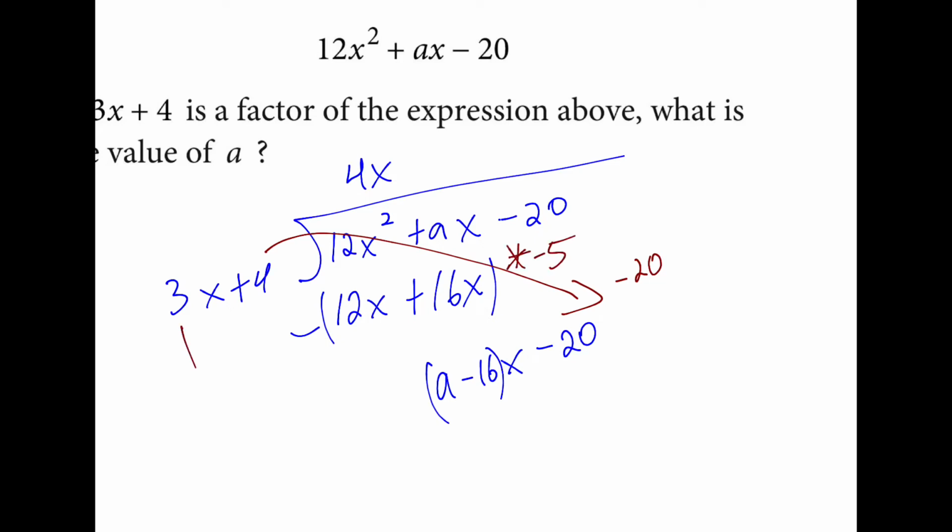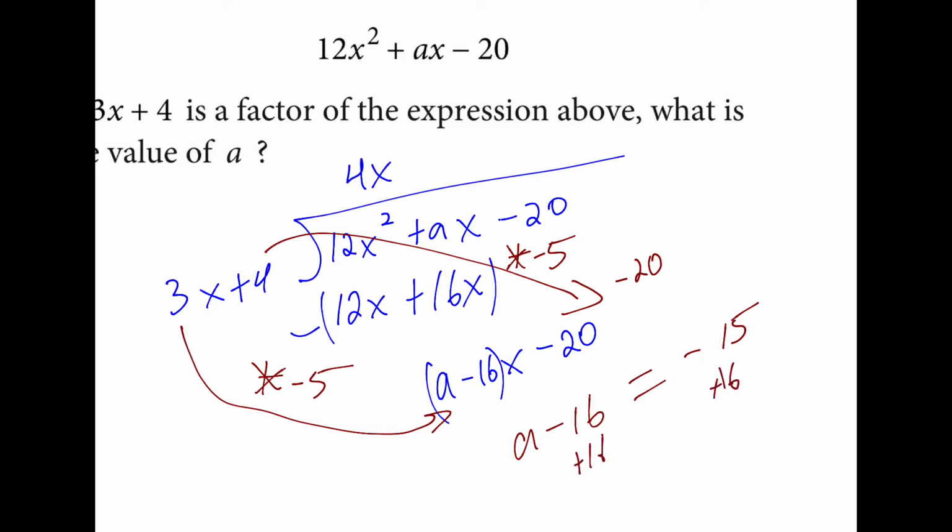I'll do the same thing with 3. I'll multiply by negative 5, and I get that a minus 16 is equal to negative 15. If I add 16 to both sides, I get that a is equal to 1. And this is 4x minus 5. You could also just look at 4 times what gives me negative 20.